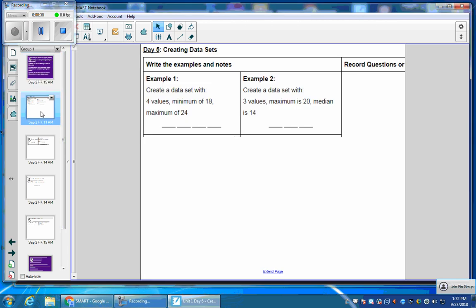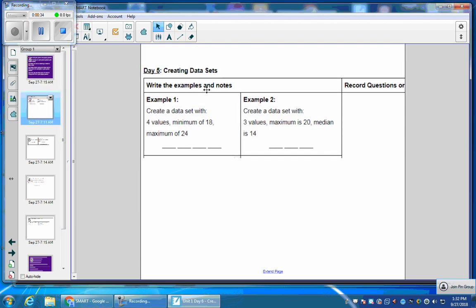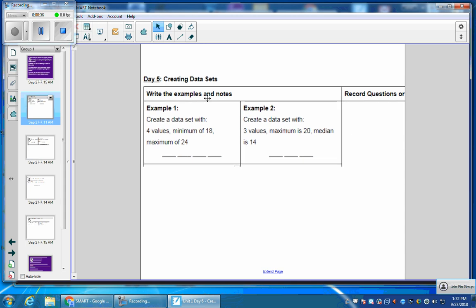So looking at your notes, today our goal is to create data sets. So you want to be able to use what you know about mean, median, mode, range, all of those definitions to be able to create data sets given different values. So our first example says we want to create a data set with 4 values, a minimum of 18, a maximum of 24.